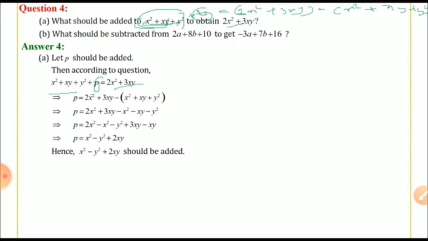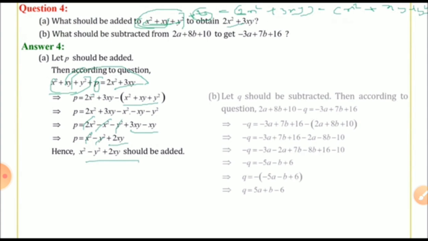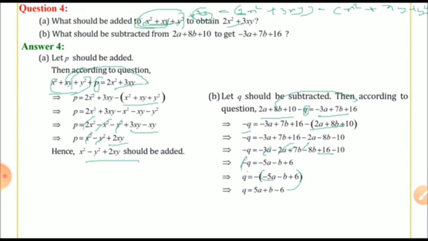Let p be on the left side and whatever the other things are will be transposed to the right side. So x square plus xy plus y square plus p is equal to 2x square plus 3xy, already given in the question. Keep p on the left side and send everything else to the right side, so the addition becomes subtraction. At last you can get x square minus y square plus 2x square y. Let q should be subtracted. You can take any variables in the expression. Here the unknown number we are keeping as a variable, and we find that the value of q is equal to 5a plus b minus 6.